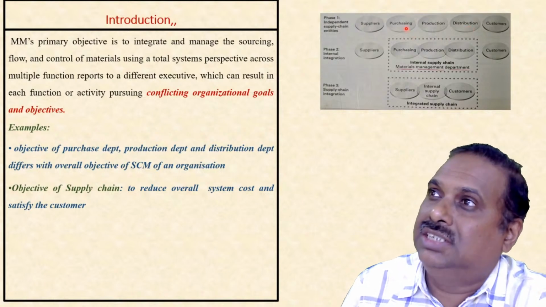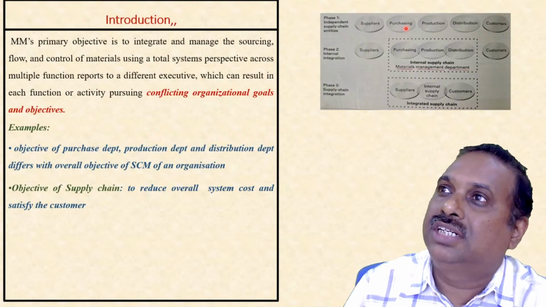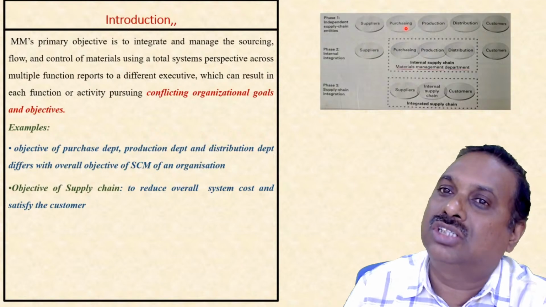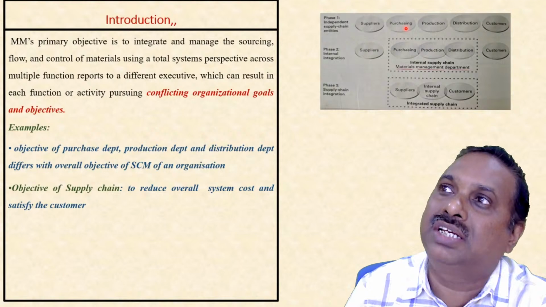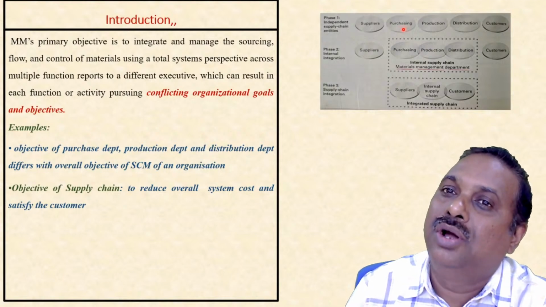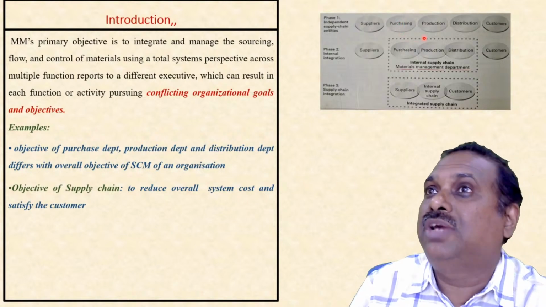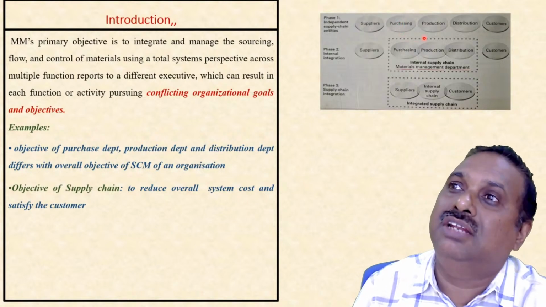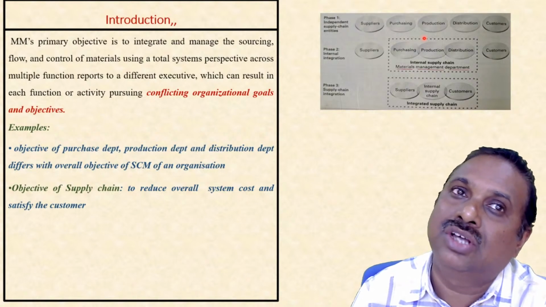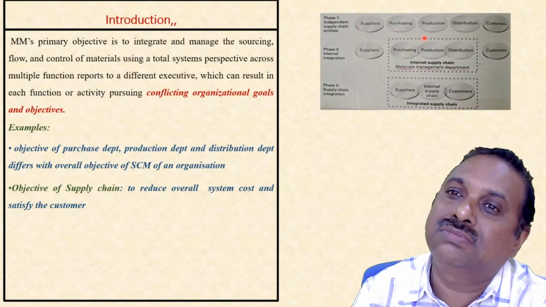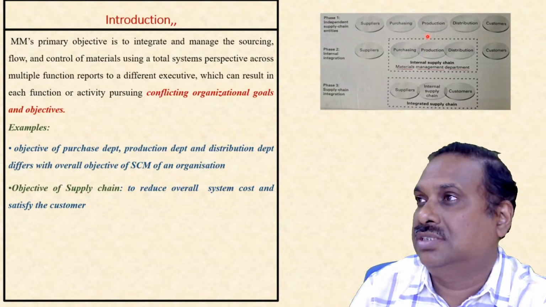So what is the purchase department's objective? The purchase department's objective is to reduce the purchase cost. How can they reduce the purchase cost? They will buy bulk quantity and get quantity discount. But if they buy bulk quantity, inventory cost will be high. As we have seen, inventory is attached to working capital. So when working capital increases, overall return on investment will decrease. So you have a conflict of interest, right?